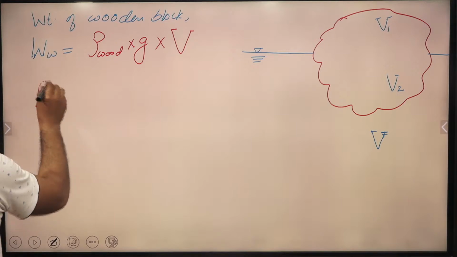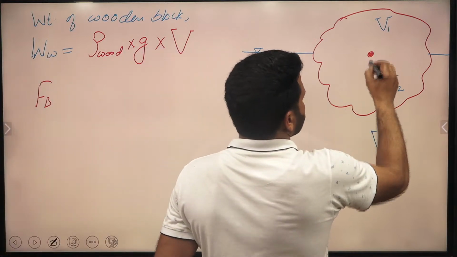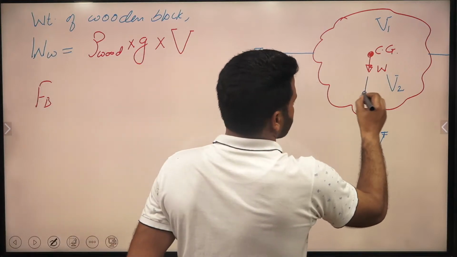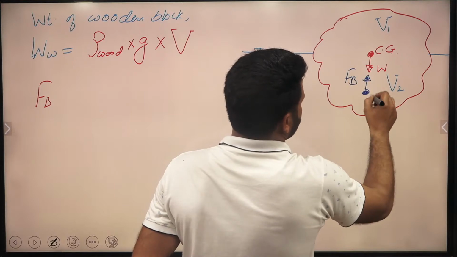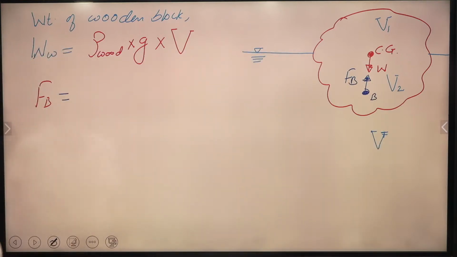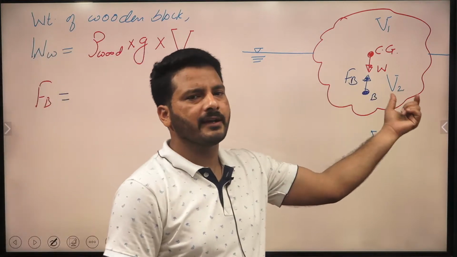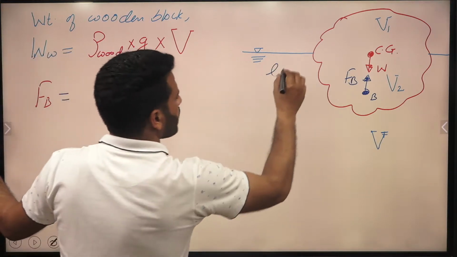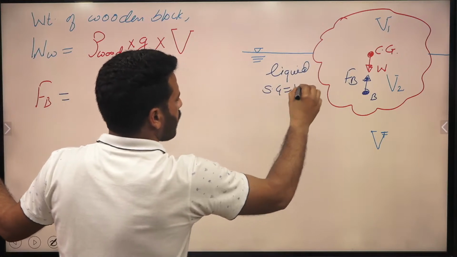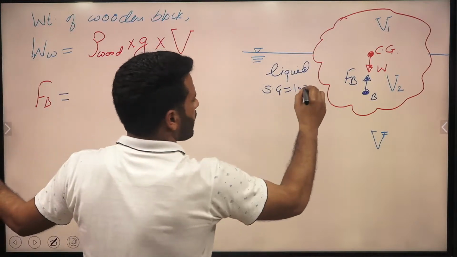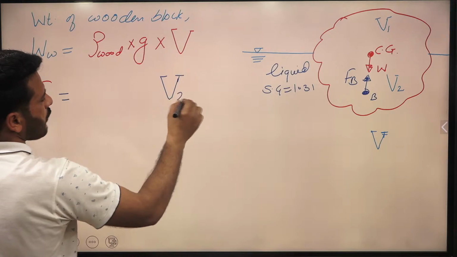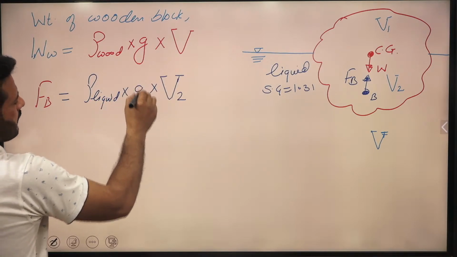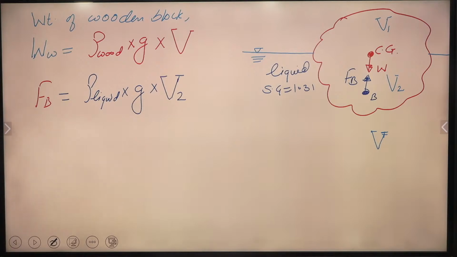Suppose the weight acts in the downward direction through the center of gravity, and the buoyant force acts through the center of buoyancy, let it be FB. What will be the buoyant force that we have to calculate now? We consider the immersed volume V2. Here the liquid is given to us with specific gravity 1.31. We multiply this immersed volume with the density of the liquid into acceleration due to gravity, which is the weight density of the liquid.